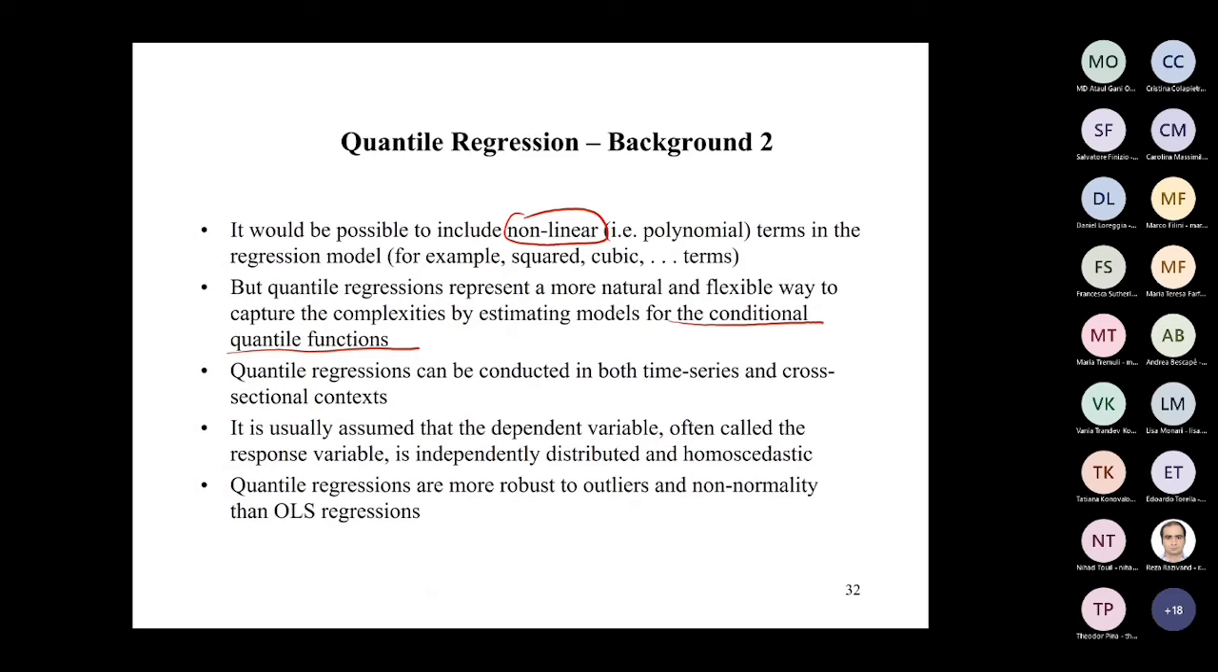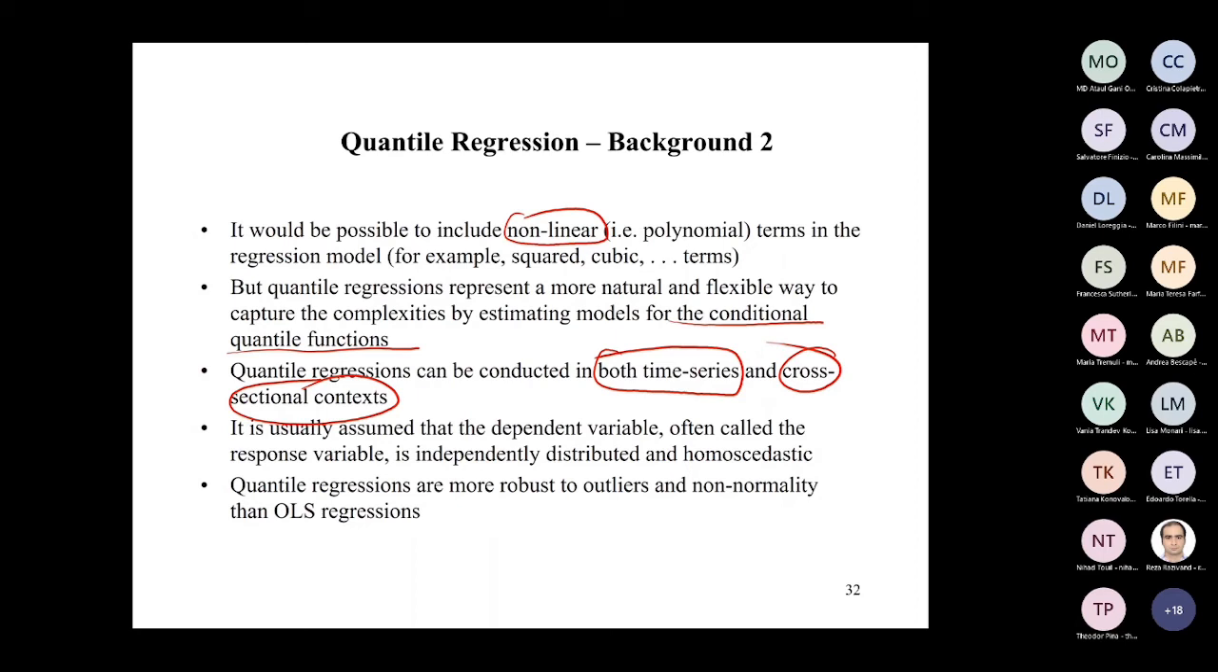Professor, in the meanwhile, can I ask you to switch off your mic when I start? Because otherwise quantile regressions can be conducted in both time series. I switch off my microphone. Okay. Cross-section context. Thank you very much.